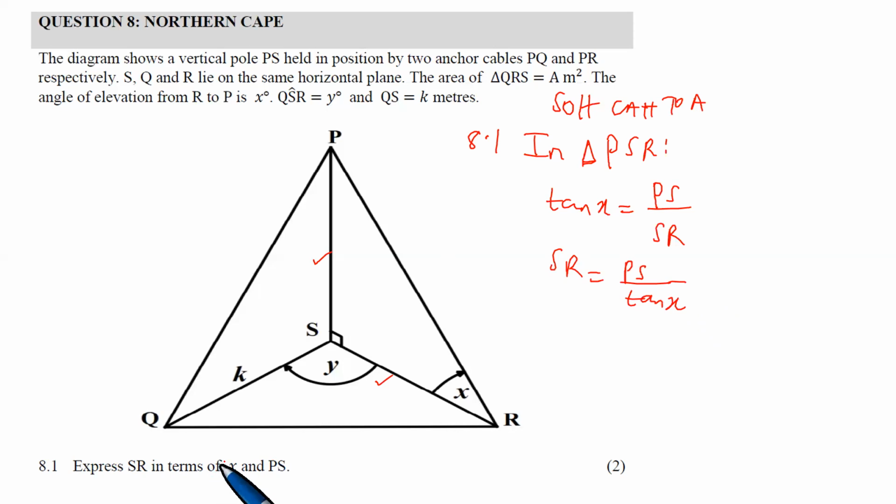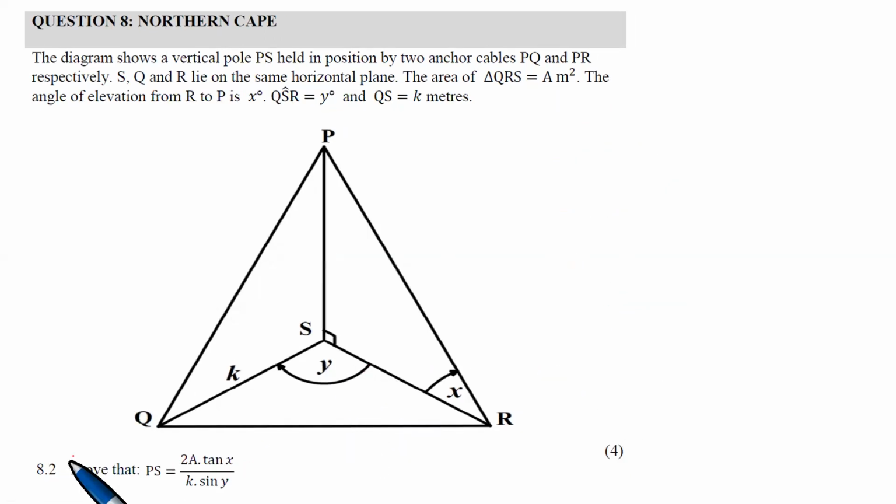And now this here is the one we want. So SR is equal to this. It means we've found SR in terms of X, but also in terms of the side PS. And that is very much sufficient for the 2 marks there for the people of the Northern Cape province. Let's look at the next question.